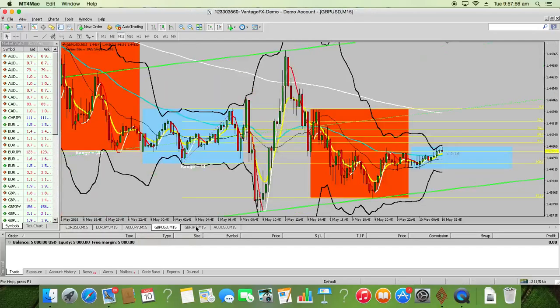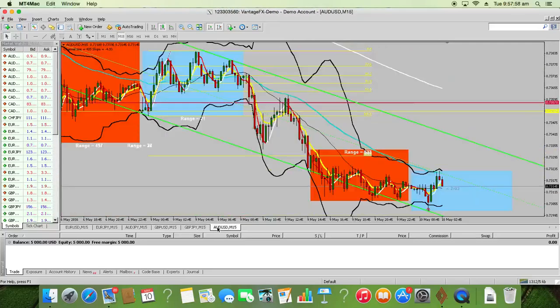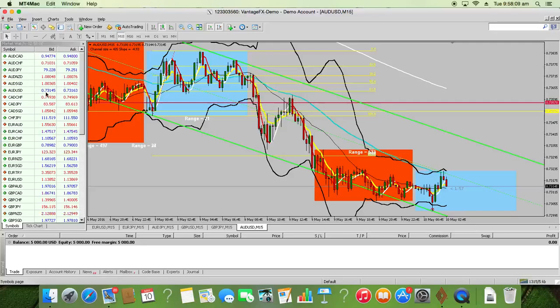Please, no one judge me on the quality of this trade right now. This is only about 10 a.m. Here we go, AUD USD. This looks like it's going down a little bit. This is not how I want you to trade. Put a lot more analysis into your trades. This is just an example, okay?